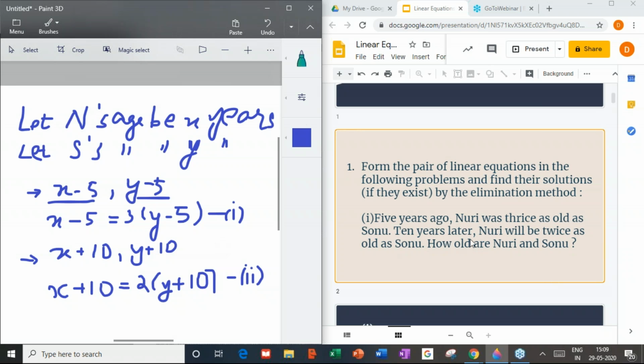The second statement says 10 years later, so they are talking from the present moment. Presently Nouri and Sonu are x and y. So 10 years later they will be x plus 10 and y plus 10. The condition is 10 years later Nouri is twice as old as Sonu. So x plus 10 is twice Sonu's age. Now they have said solve by elimination method, in which you either eliminate x or y and then get an equation in terms of one of the variables.